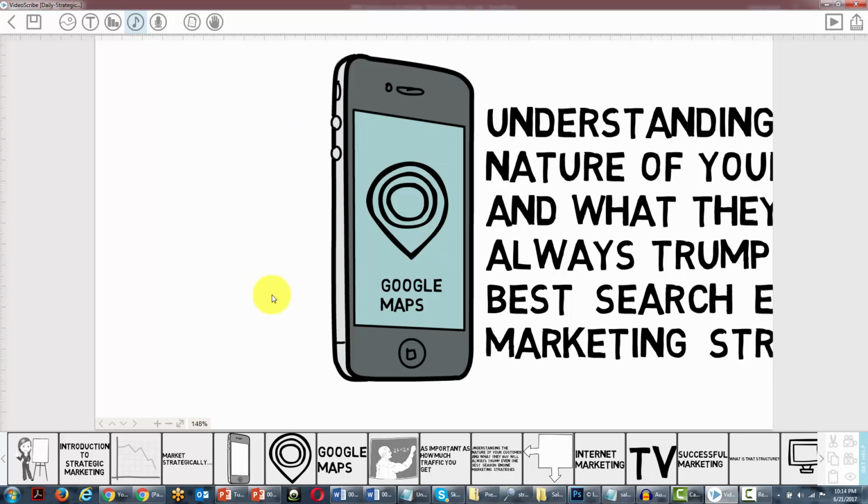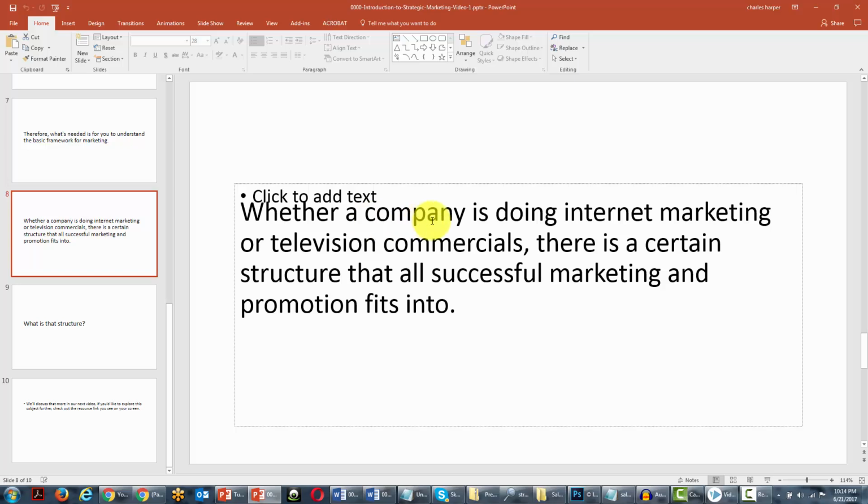the words. One of the things that you're probably seeing is that there is a lot of flexibility in terms of how you can represent each scene. But the key understanding is to design one scene at a time. So you'll see here, whether a company is doing internet marketing or television commercials, there's a certain structure that all successful marketing promotion fits into.